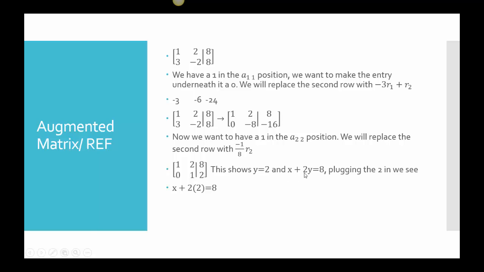Once I know that, I can plug that back into my previous equation I had, this one up here. So I'm going to plug the 2 in. I have x plus 2 times 2 is 8. That says x plus 4 is 8. X is 4. Once again, we got the same answer. That's awesome. So we're doing the different ways. This one feels like completely different, but we're always getting the same thing.